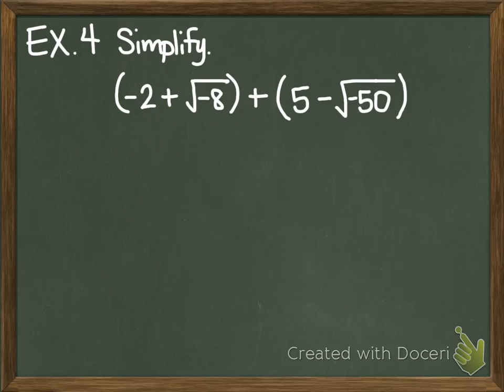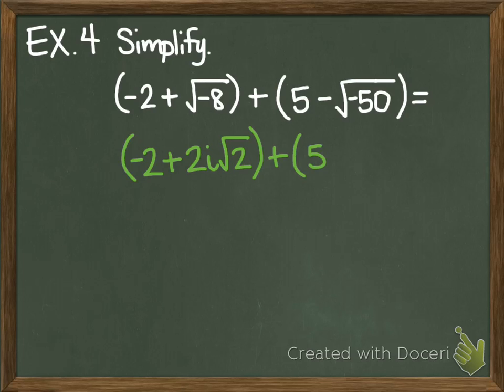Okay, same thing with this one. We're going to add or subtract these numbers. But before I can add or subtract, I need to simplify the radicals. So the -2 is going to stay the same, but the square root of -8 can be simplified. So we know that the i is going to come outside, and then I have to simplify the square root of 8. Well, I know that the square root of 8 is 2 times the square root of 2. So that means that the square root of negative 8 is 2i square root 2.